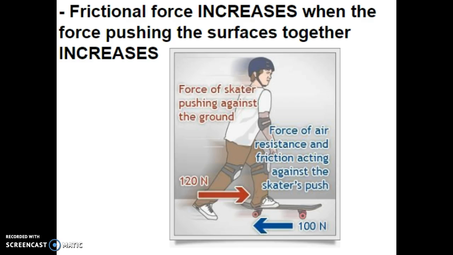So if that force is 100 newtons, which is our unit that we use for force, the skateboarder, in order to go forward, is going to have to push with 120 newtons of force to get motion in that direction.